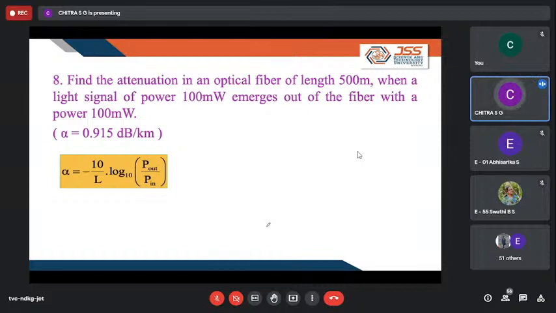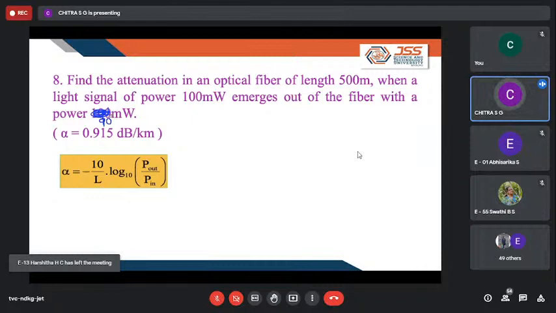So here I have written both as 100. Make a correction here. When a light signal of power 100 milliwatt emerges out of a fiber with a power 90 milliwatt. So make a correction here. It is 90 milliwatt, not 100. With a power of 90 milliwatt.